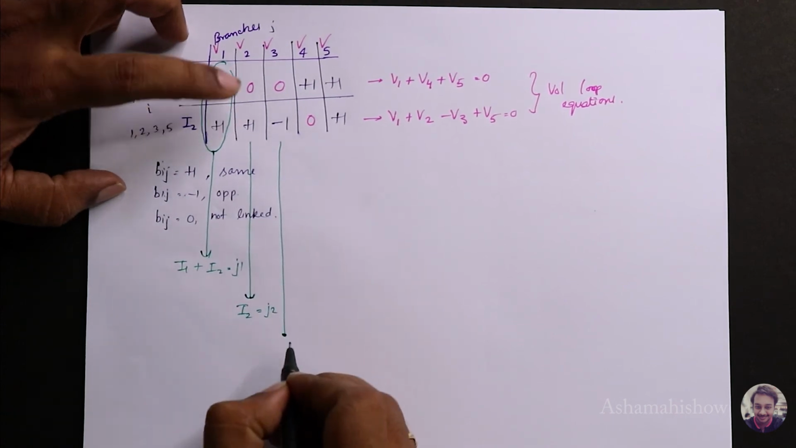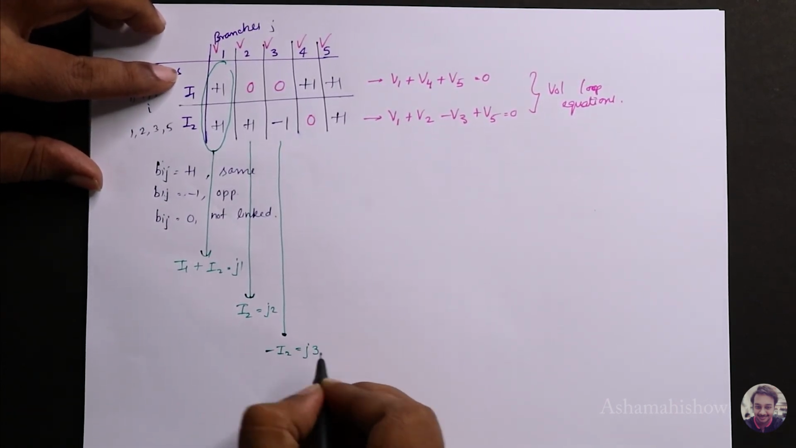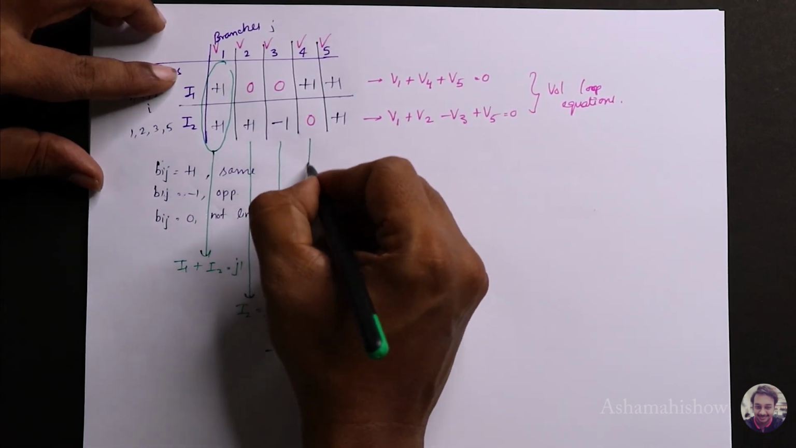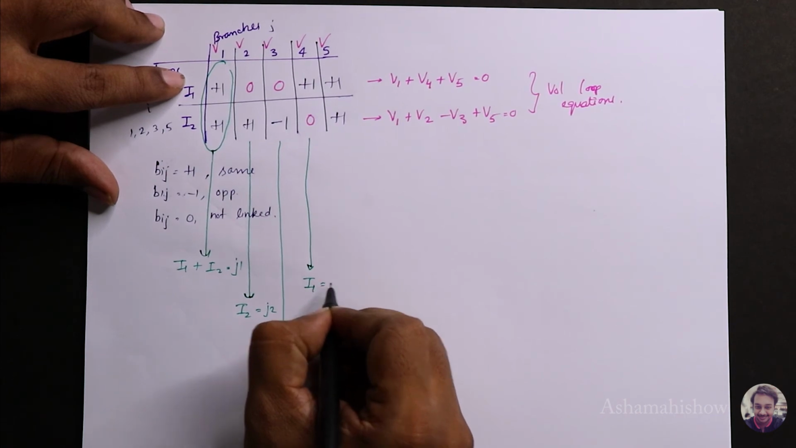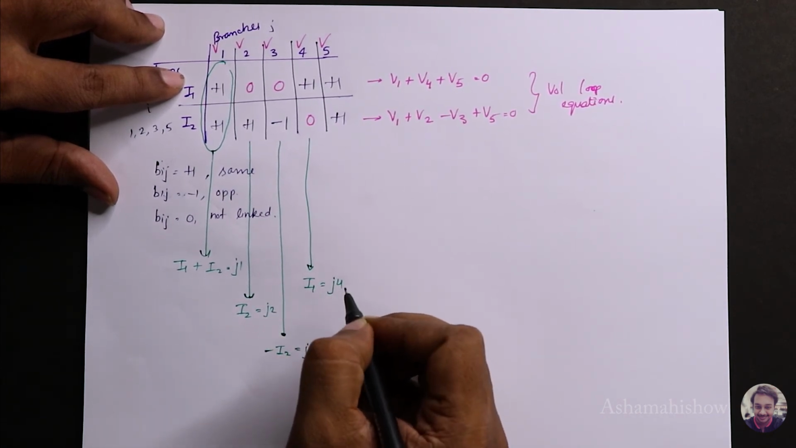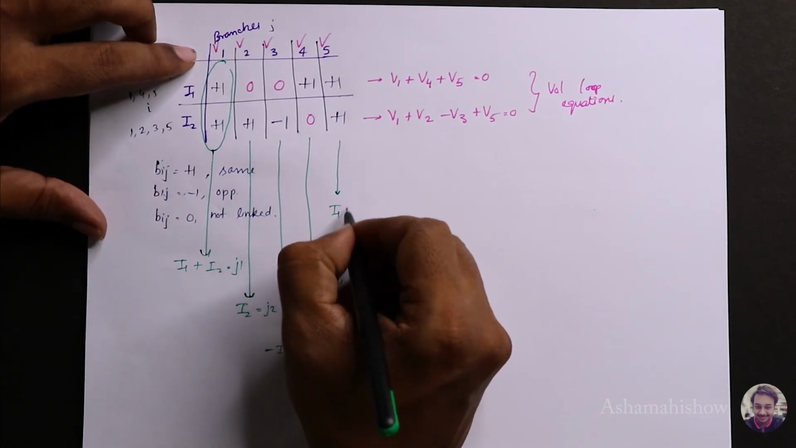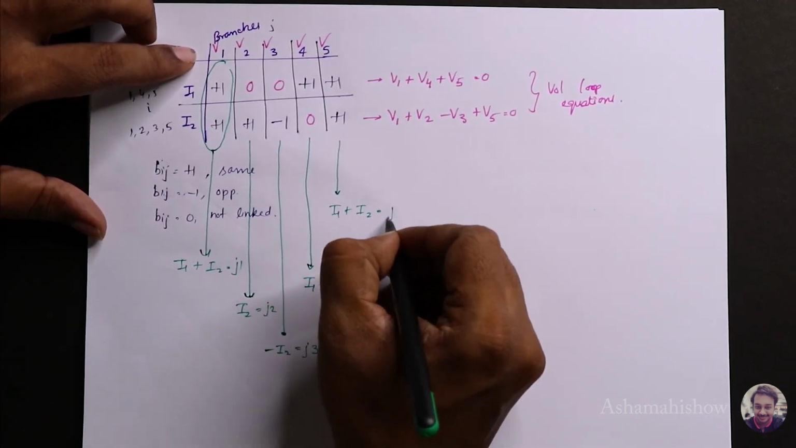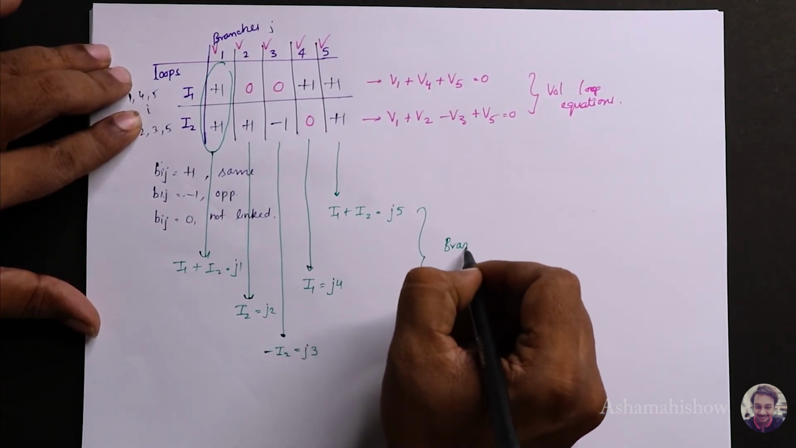Now third: minus I2. We don't have I1 here. That is equal to J3. Now coming to 4: we have only I1, that is plus. So I1 is equal to J4. And in the fifth branch we have both as plus. So I1 plus I2 is equal to J5. So these are the branch currents.